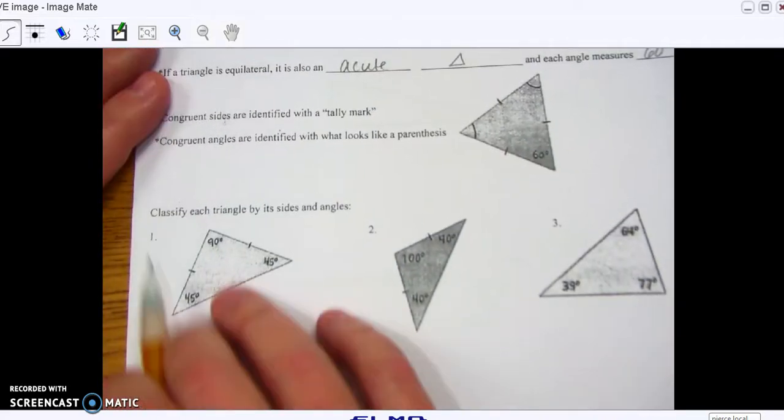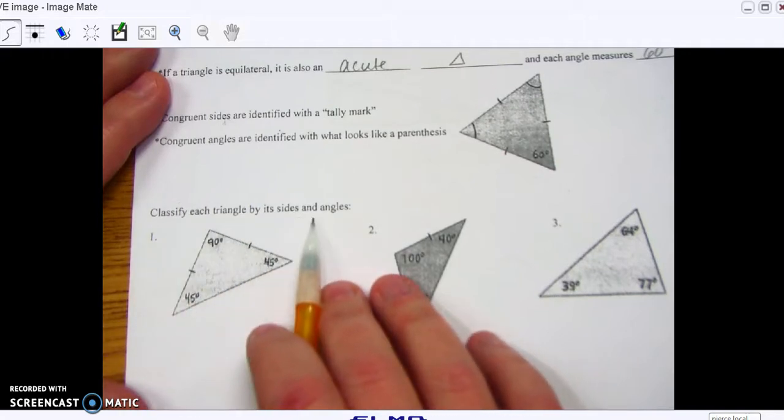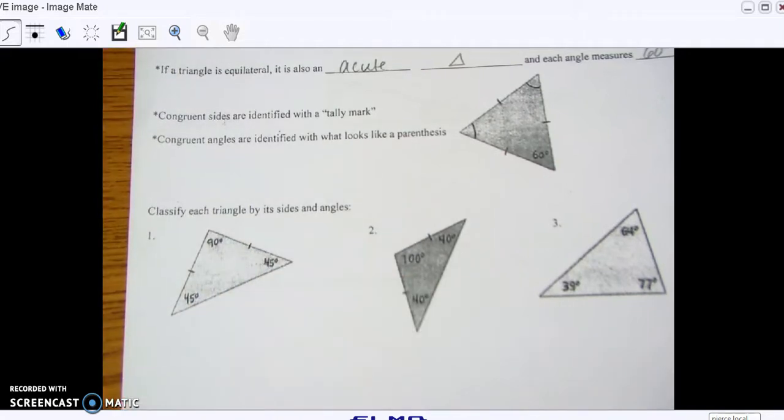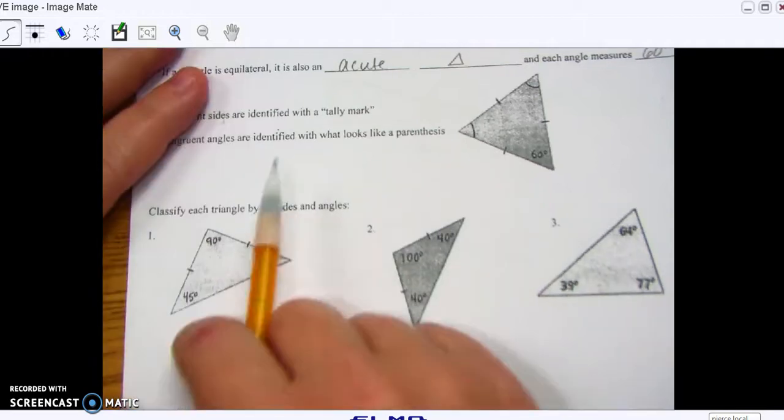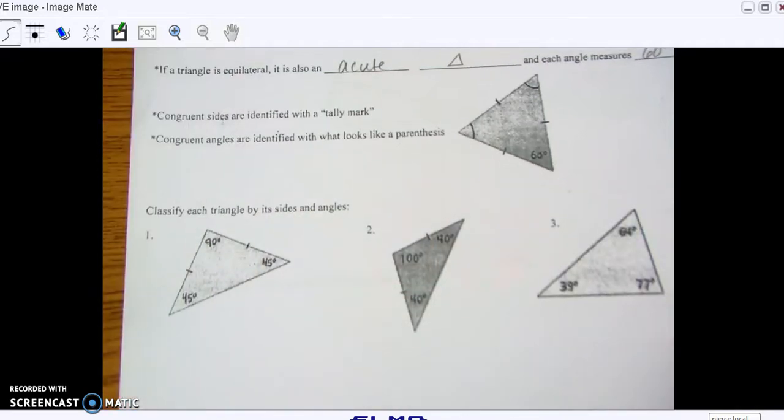Now, I want you to classify each triangle by its sides and by its angles. What I want you to do right now is pause the video and see if you can classify these three by their sides and by their angles. And then play the video and see if you got it right. Pause it.